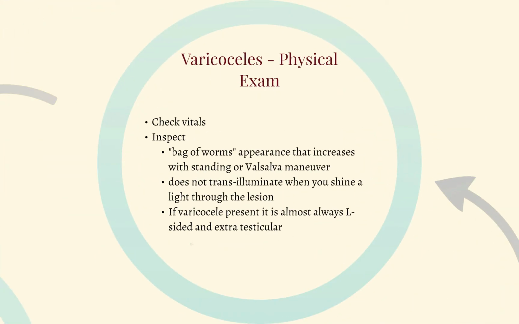For physical exam, always start with vitals. Upon inspection, look for a bag of worms appearance that increases with standing or Valsalva maneuver. If you can directly observe the varicocele superficially, it is considered large or grade 3. Varicoceles do not transilluminate when you shine a light through the lesion. As mentioned, if a varicocele is present, it is almost always left-sided and extratesticular.